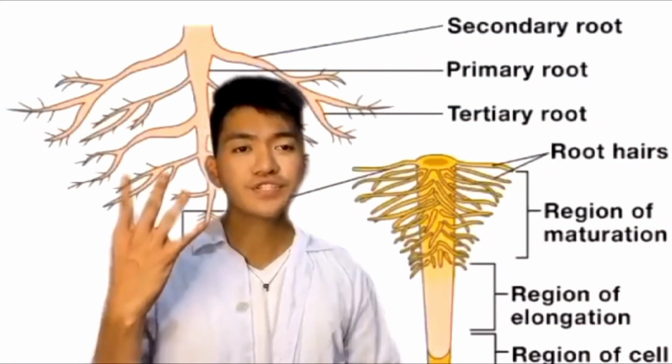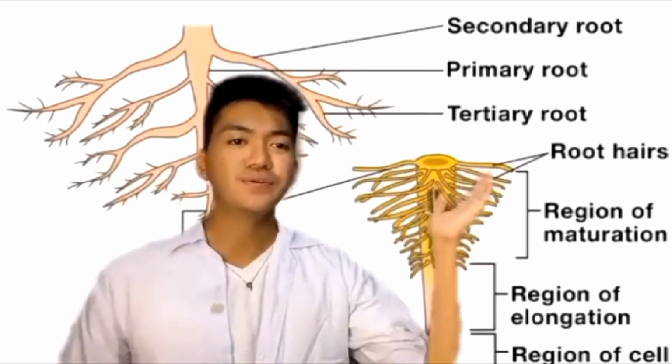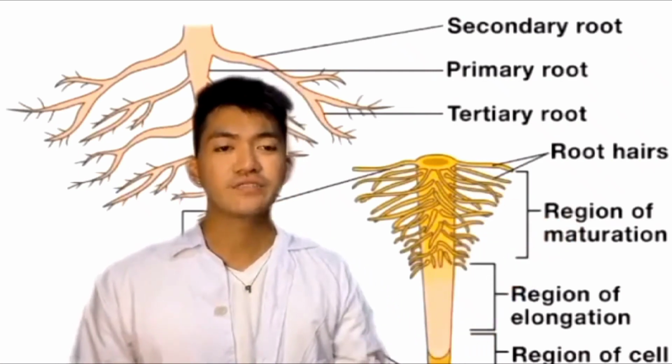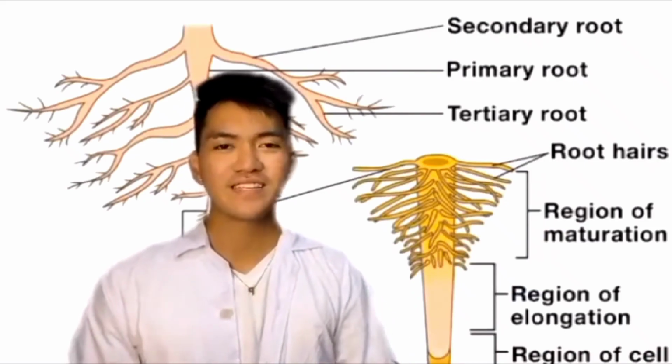There are four regions of the roots: the root cap, the region of maturation, the region of elongation, and the region of meristematic cells. And that's it.